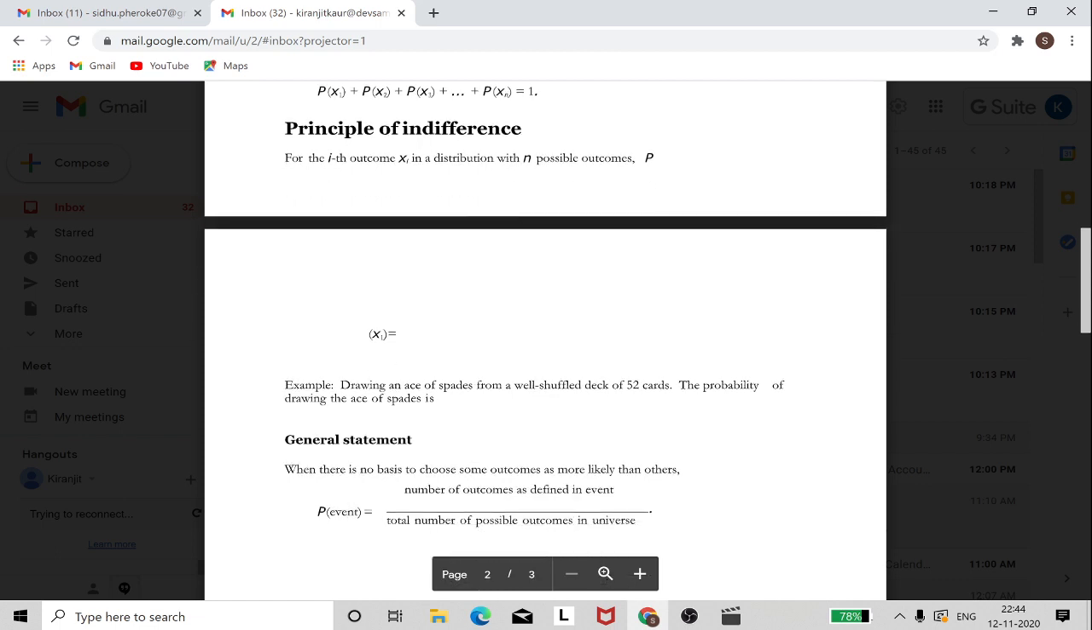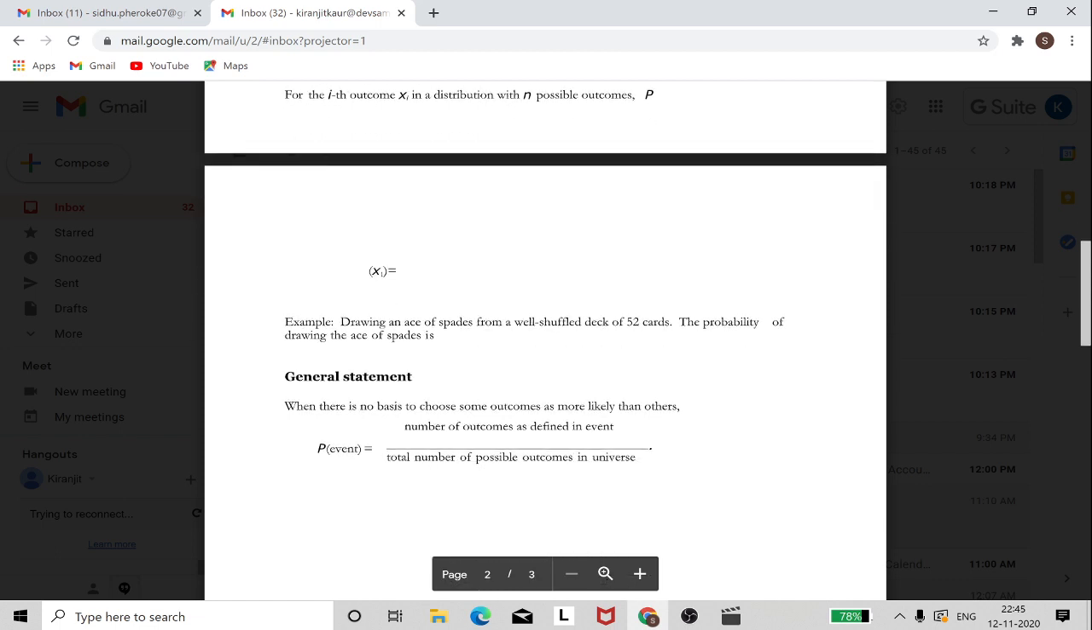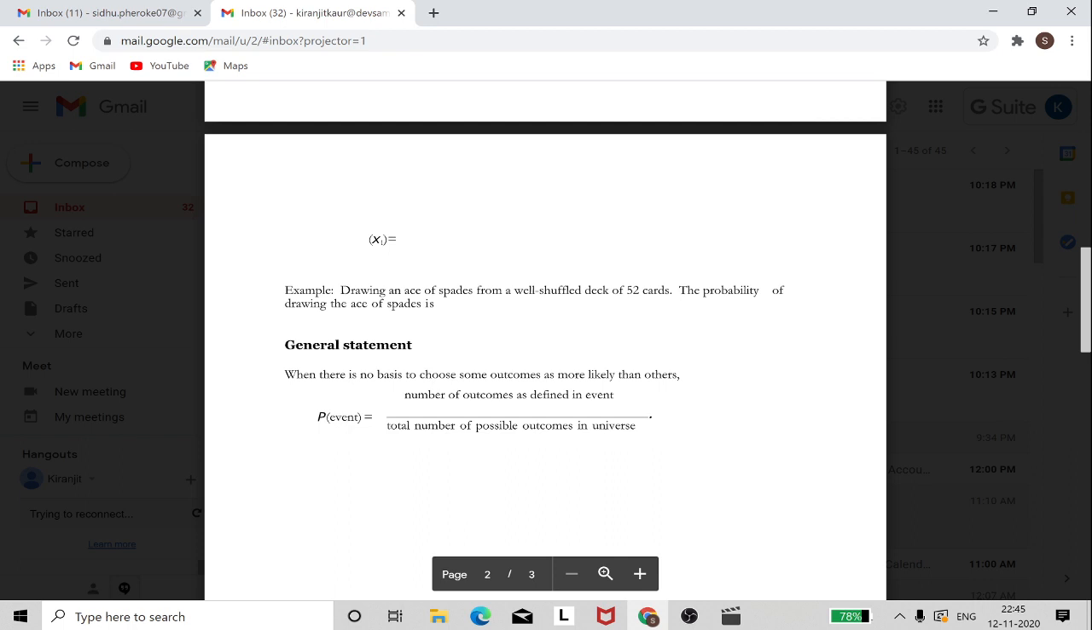Now, what will be the general statement for probability of an event? When there is no basis to choose some outcomes as more likely than others, then probability of an event will be the number of outcomes as defined in the event divided by the total number of possible outcomes in the universe.